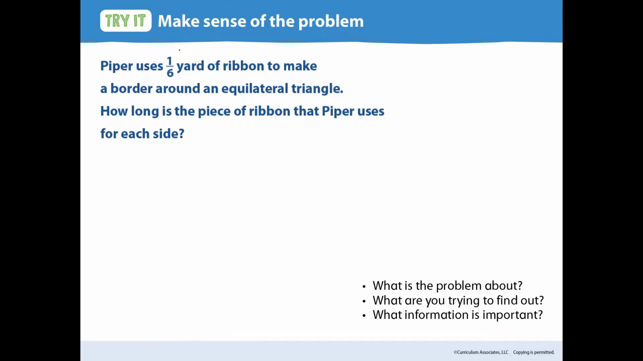All right, we're going to circle the important information. So our ribbon is 1/6 yard, and we're making a border around an equilateral triangle. So it doesn't actually give us a number, but we know that it is a triangle, so we know that our second number is going to be a 3 because triangles have 3 sides. And then the information that we need to figure out what we're supposed to do is how long is the piece of ribbon that Piper uses for each side.